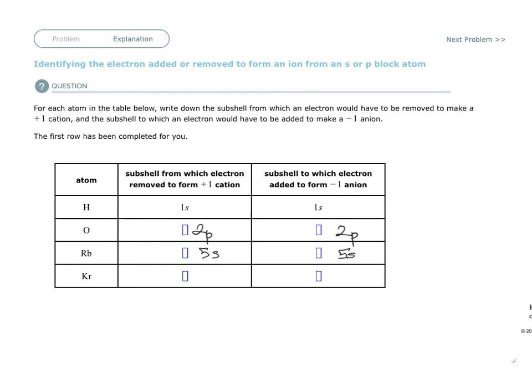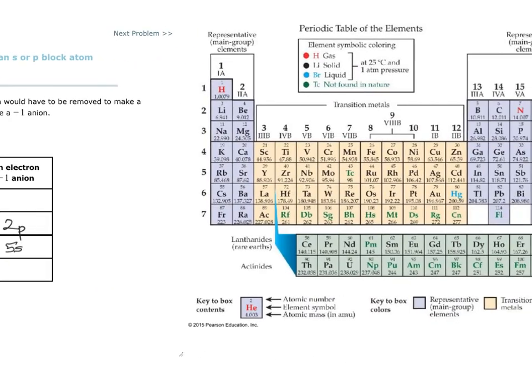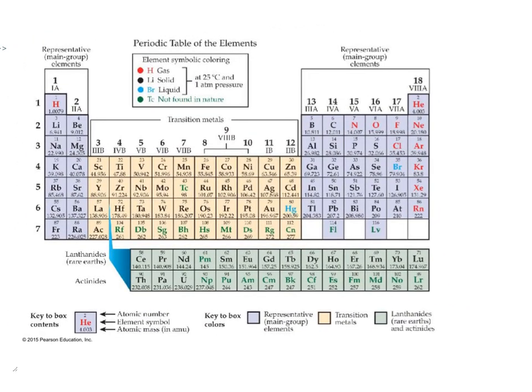Okay, how about krypton? Krypton is in group 8. If you steal an electron from krypton to look like bromine, you'll steal it from the 4p. What if you add an electron? If I add an electron, I have nowhere for it to go in this row. I'm going to have to go to the next row. If I gain one, where do I put that electron? I have to put it in the 5s. That's the next available subshell that's unoccupied.